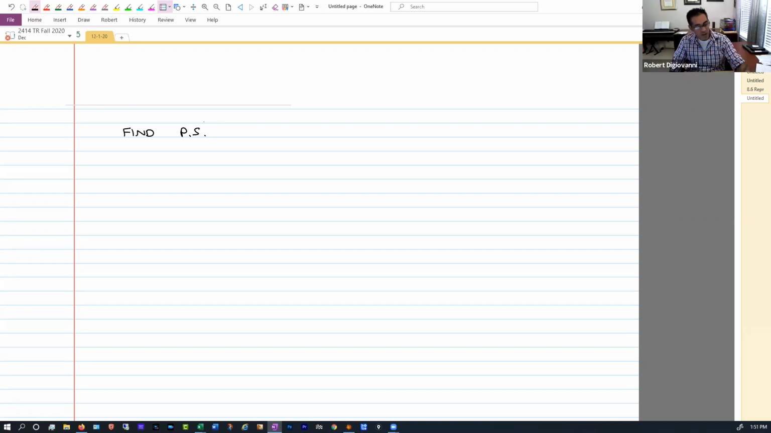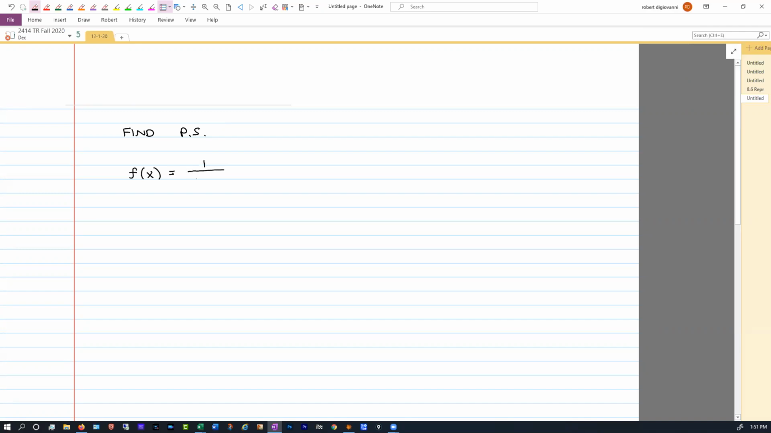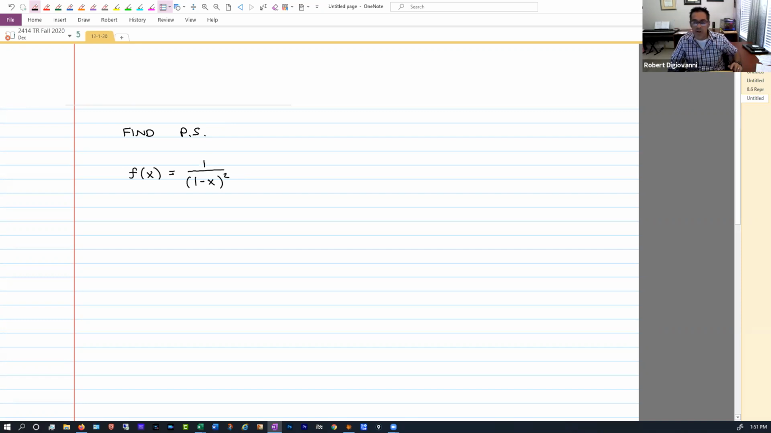Okay, find a power series for this. We're still looking at the function 1 over 1 minus x, correct? Yep. As long as we're in this section, that's all we're going to talk about. I have 2 more examples. All right, now you might be tempted to do this.